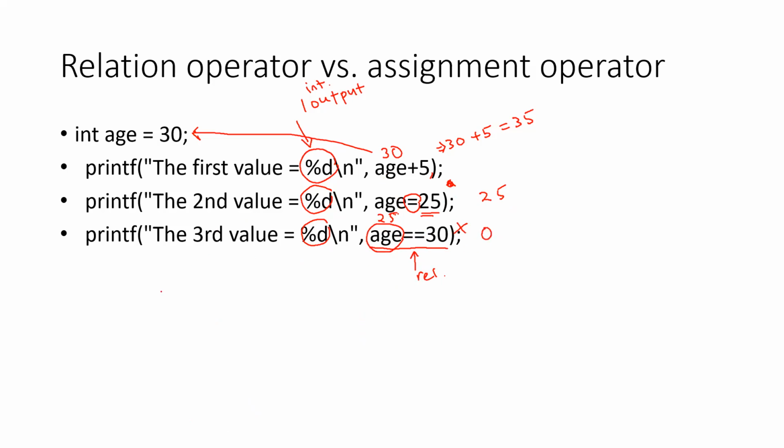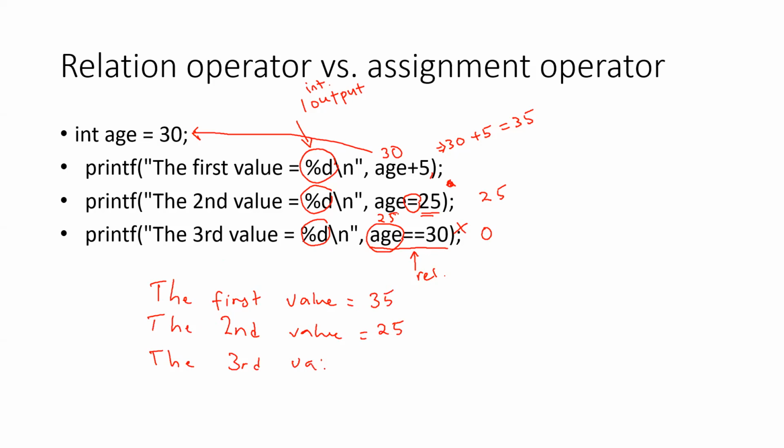Okay, so the output should be the first value equals to 35, and then the second value equals to 25, the third value equals to 0. So this is going to be the output.